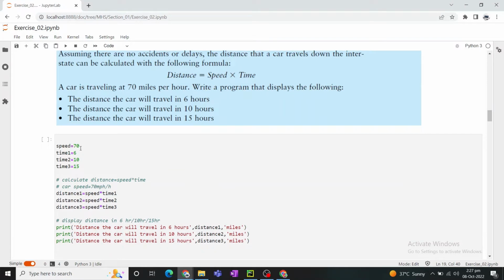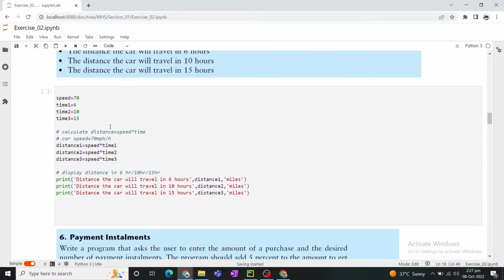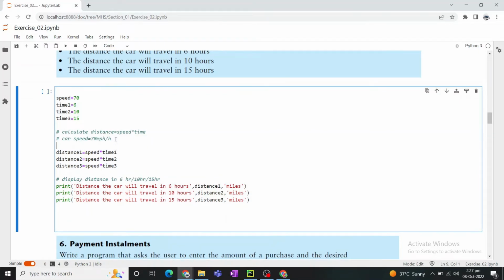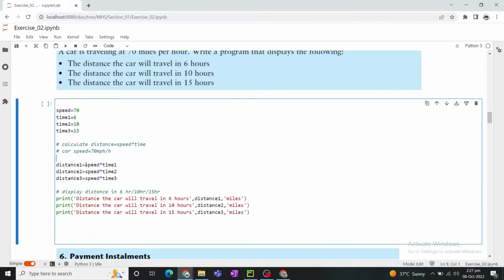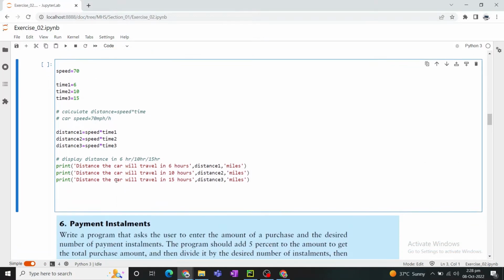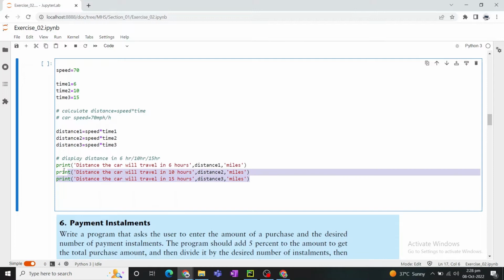So over here we have assigned the speed as 70, and time 1 as 6 hours, time 2 as 10 hours, time 3 as 15 hours, as mentioned in the problem. Now we have to multiply, using the given formula, distance is speed into time. So we have distance for speed into time 1, time 2, and time 3. We have already assigned the times, and now we are simply printing the distance traveled at each time.